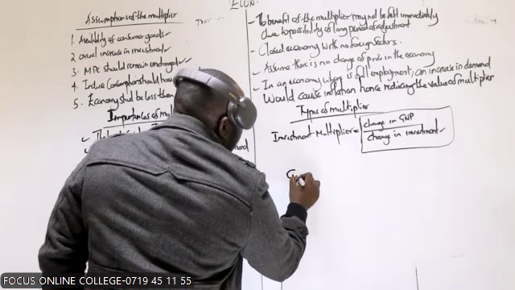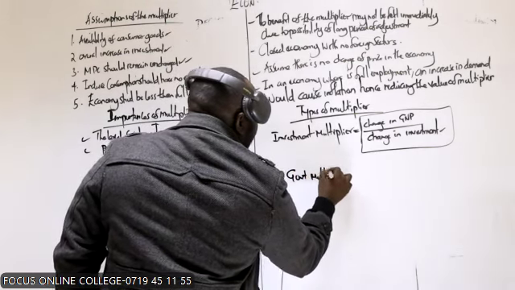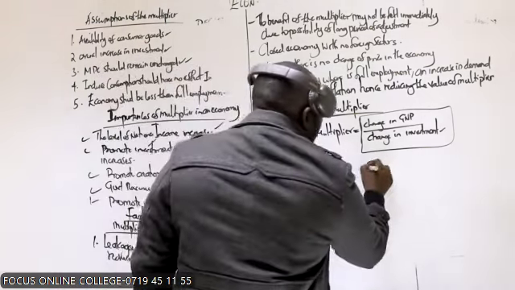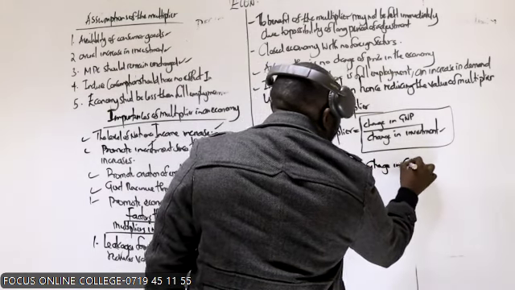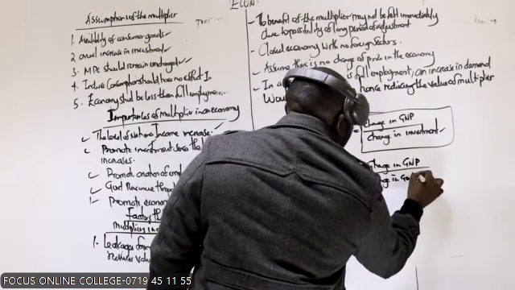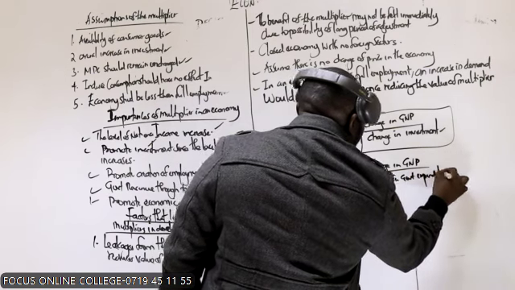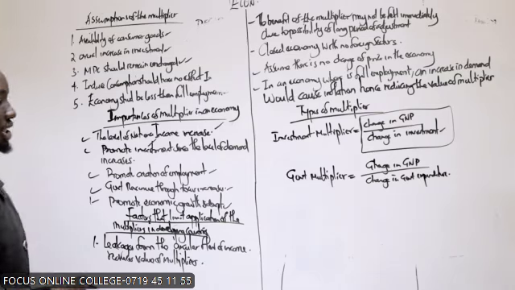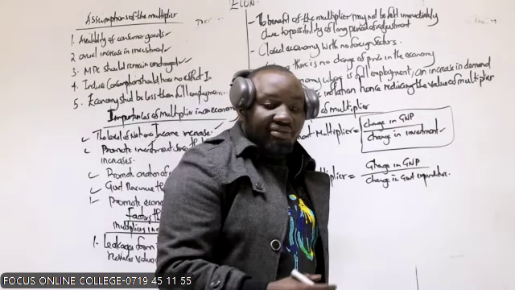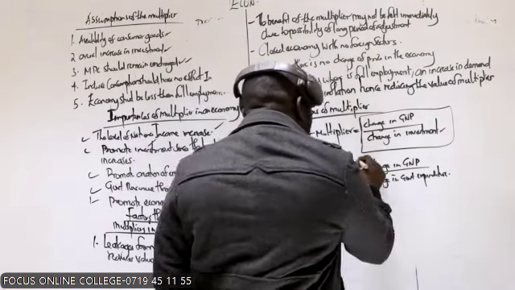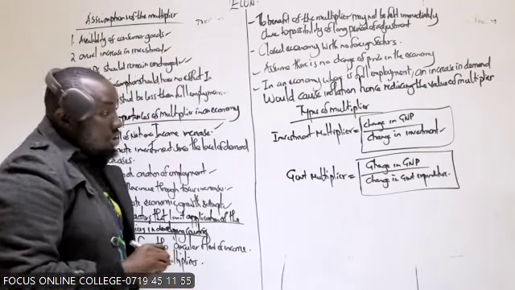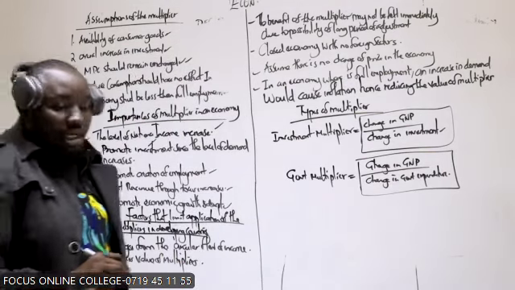Then we have the government multiplier. That is change in GNP over change in government expenditure.